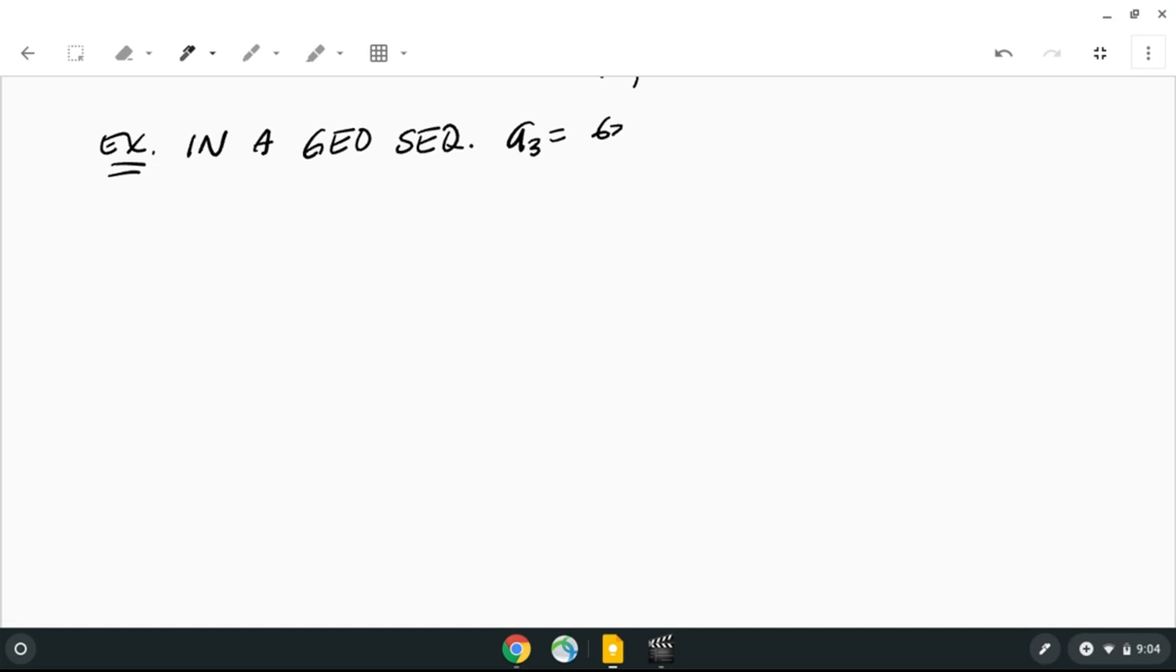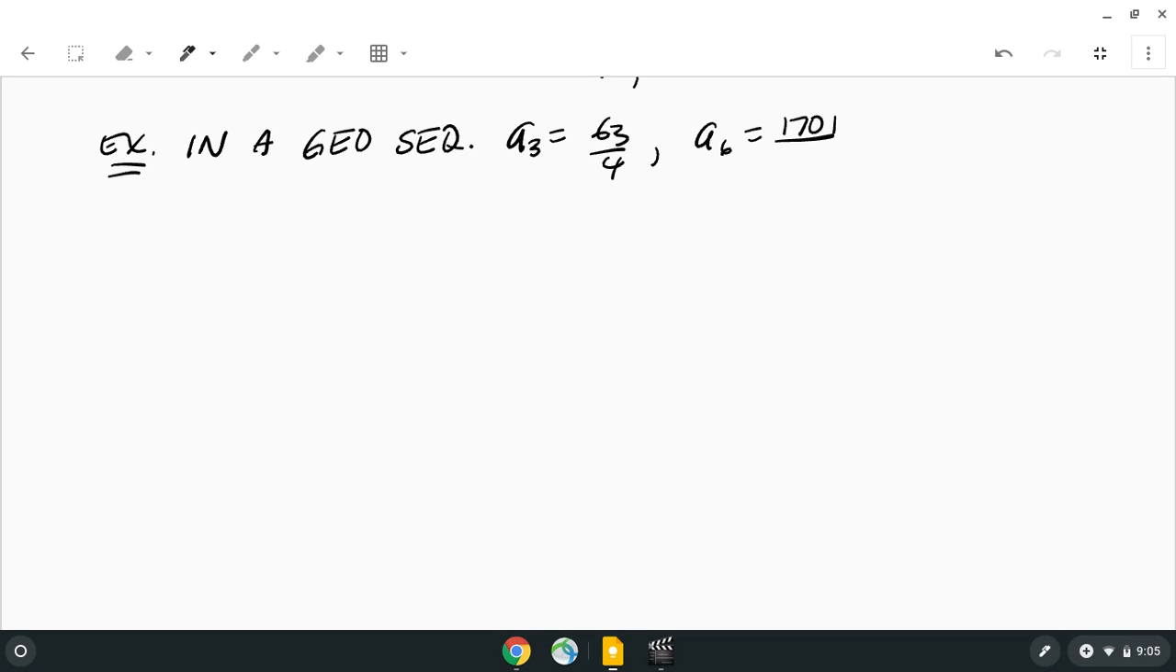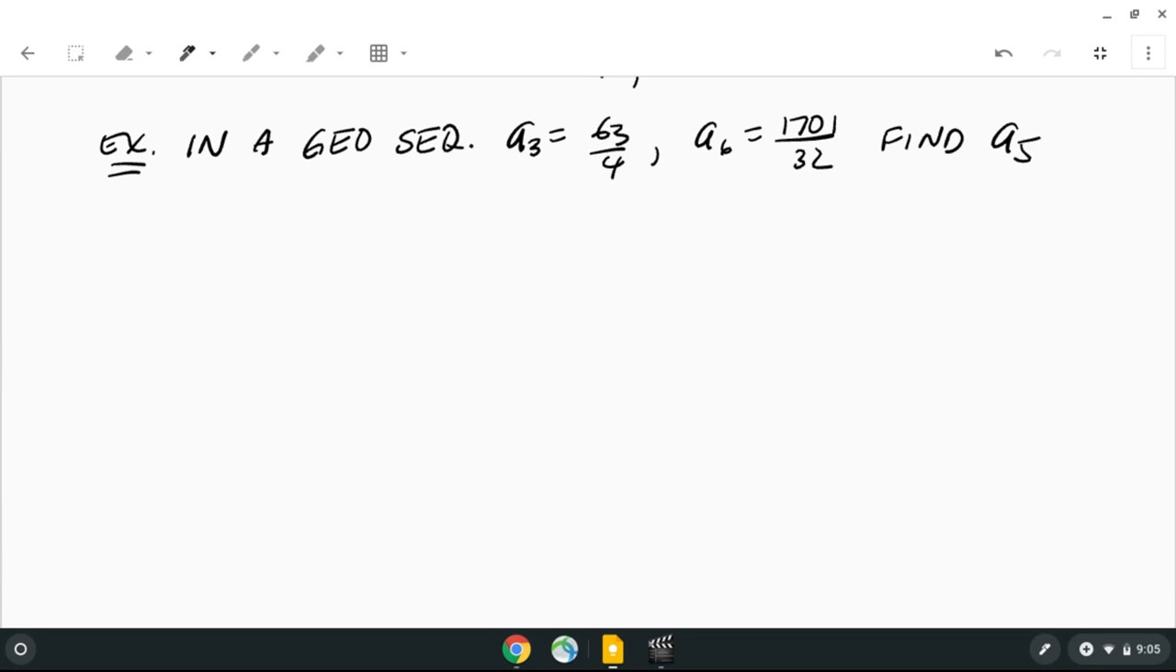Okay, let's do this one. In a geometric sequence, A3 equals 63 over 4. A6 equals 1,701 over 32. Find A5. There are different ways to do this.